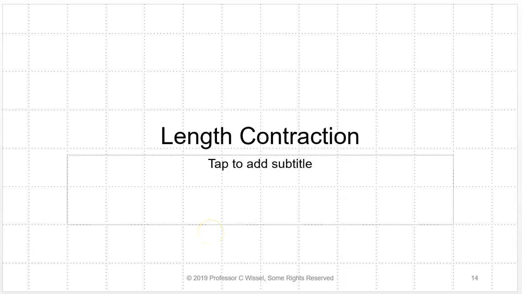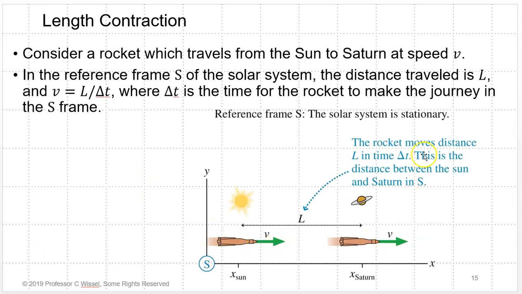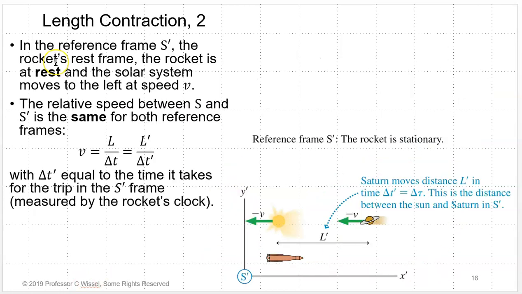Now we're going to talk about length contraction. So we're going to consider a rocket which travels from the sun to Saturn at speed v. In the reference frame of the solar system, the distance traveled is L, and v equals L divided by delta t, where delta t is the time for the rocket to make the journey in the S frame. That's the frame of the solar system. Okay, in the reference frame S prime, which is the rocket's rest frame, the rocket is at rest and the solar system moves to the left at speed v.